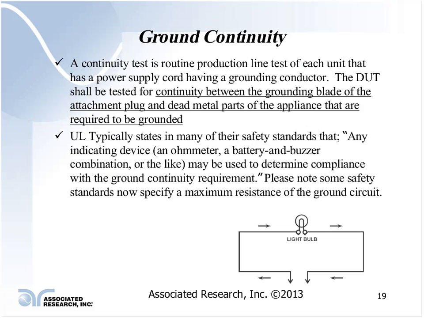Okay, ground continuity. Hipot testers today have a ground continuity circuit built into them. If you're testing a product that has a 3-prong plug on it, doing a routine production line test, you may have to test the ground circuit to make sure that it does have continuity. Some of the standards say you can use any indicating device, battery, buzzer, the like, to determine compliance to that.